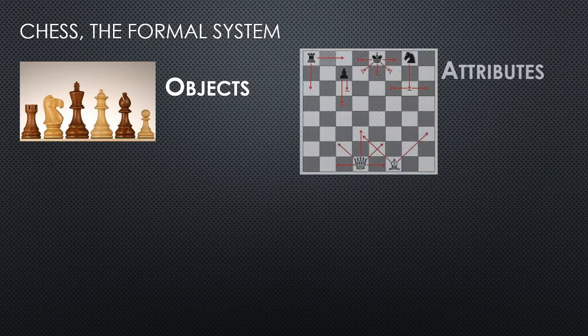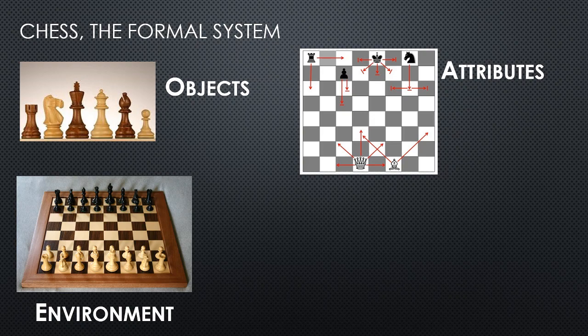Now their attributes are how these pieces move, how they capture opponents. What are the rules associated with them? How do we use them? Those are their attributes within a formal system of chess. So these are the rules of movement. The environment is the chessboard itself.